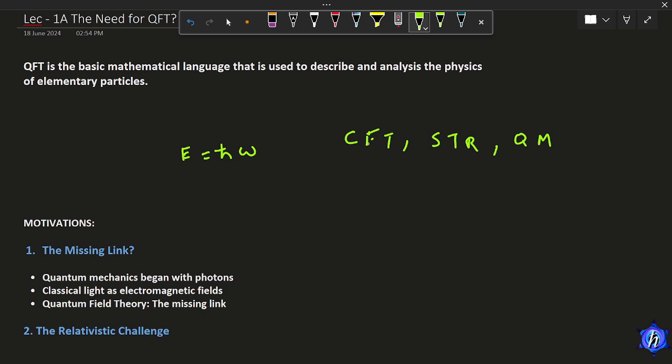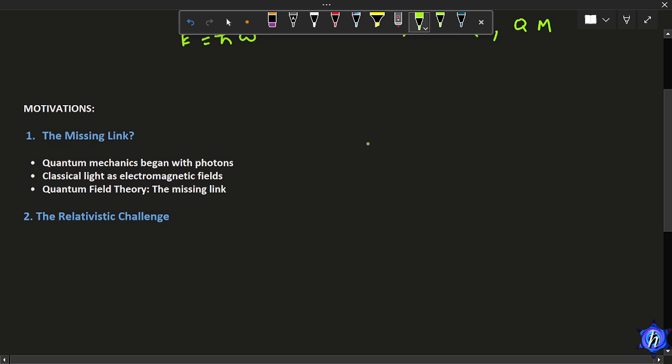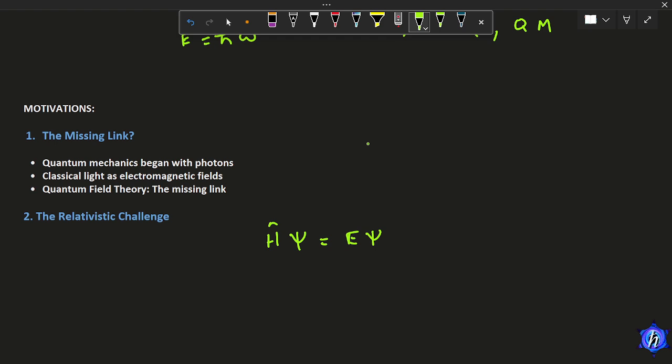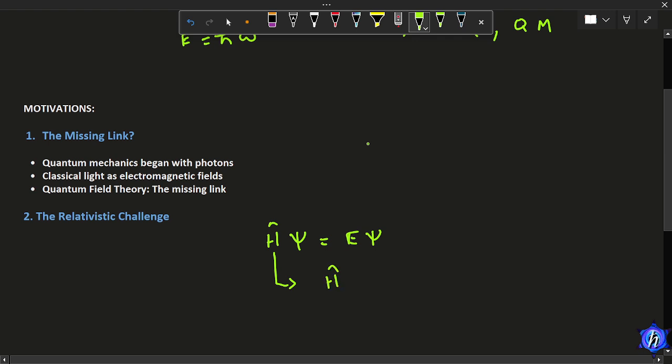Now, the second challenge is the relativistic challenge. Particle quantum mechanics is valid only in the non-relativistic regime. It's also called non-relativistic quantum mechanics. Now, the reason it is valid only in the non-relativistic regime is not just because it uses the non-relativistic Hamiltonian. What do I mean by that? We know this from quantum mechanics: H hat psi equals E psi. But it's not just because it uses this non-relativistic Hamiltonian, but because it uses the concept of potential. What do I mean? Let me rewrite this in a more detailed way. H hat is minus h bar squared upon 2m, del squared, plus V of x. It's because it uses this concept of potential.